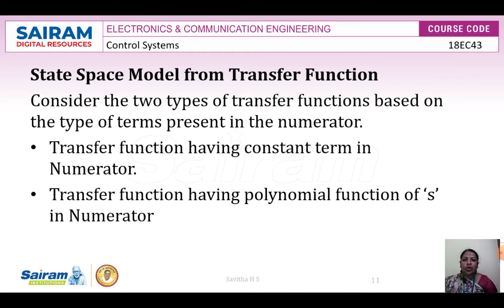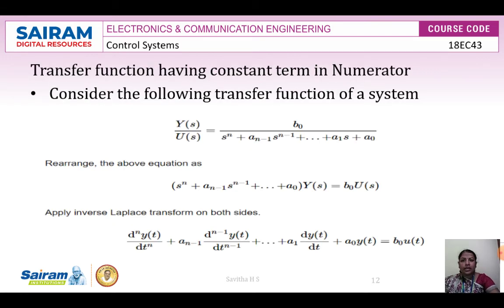State space model from transfer function. Consider the two types of transfer function based on the type of terms present in the numerator: the transfer function having a constant term in the numerator, and the transfer function having a polynomial function of s in the numerator. First, the transfer function having a constant term in the numerator.